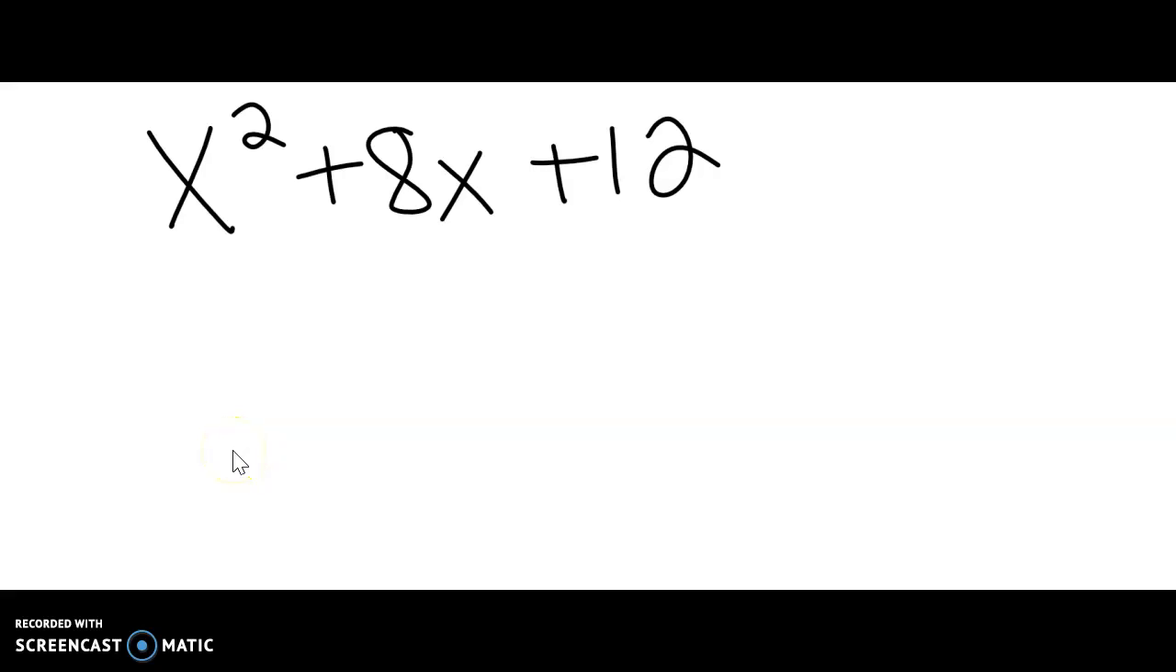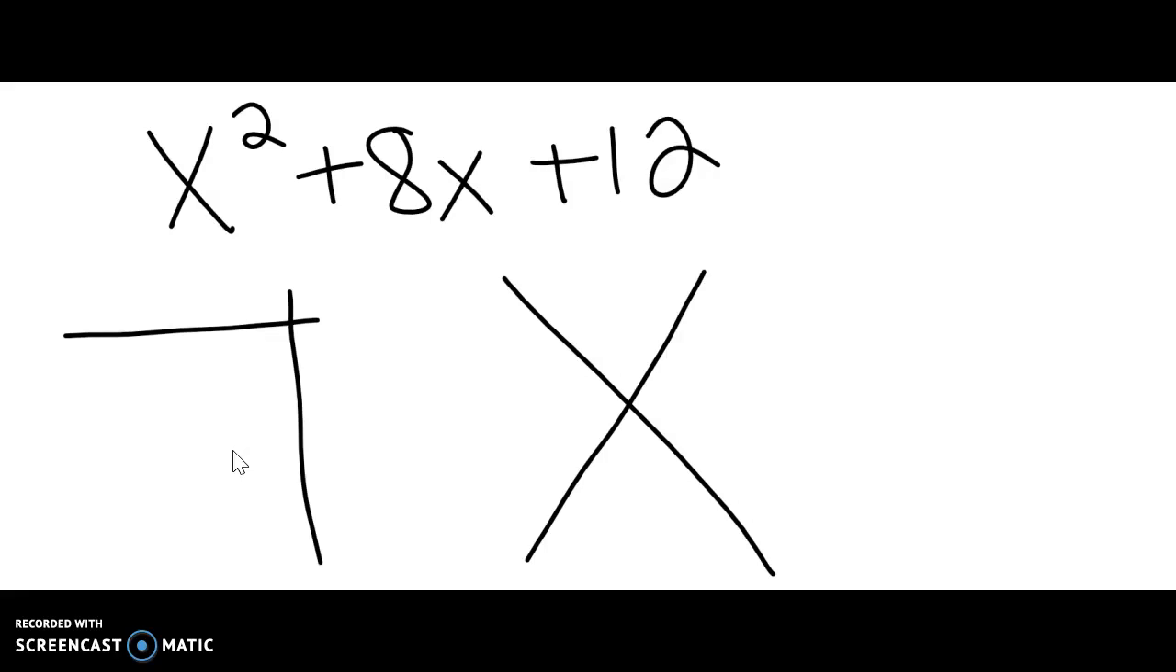I'm going to factor this trinomial. So the first thing we want to do is write the problem down: x squared plus 8x plus 12. We're going to make a table, a diamond, and a box.